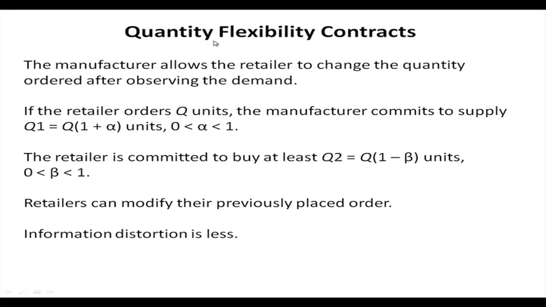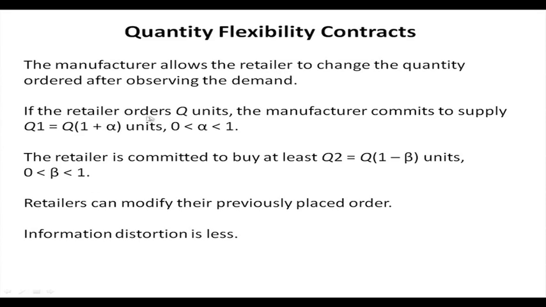Next, quantity flexibility contracts. The manufacturer allows the retailer to change the quantity ordered after observing the demand. That means the retailer can place an order with the manufacturer, but can increase or reduce the order if it finds that the demand in the market is less or more.